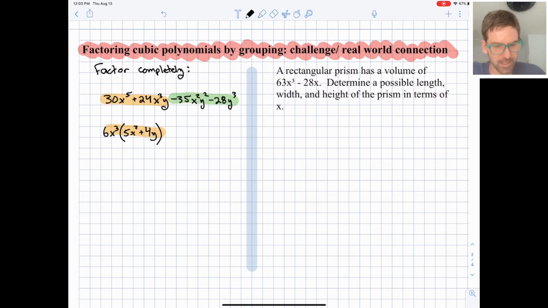And now for green, I'm going to pull out a negative something. 35 and 28 have a 7 involved. And it looks like we're going to have a y squared. And then we're hoping what stays behind is the same thing. So 5x squared, so that's good. And then 28 divided by 7 is 4y. Hey, it works. Okay, so that's a relief.